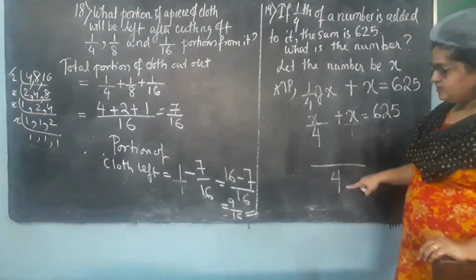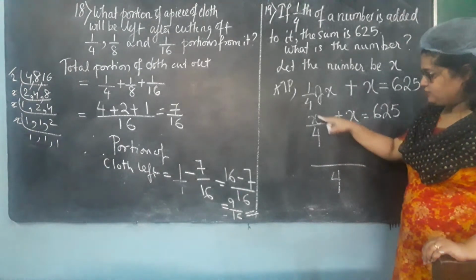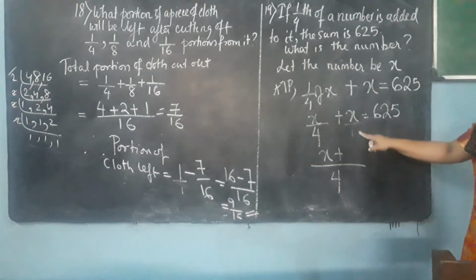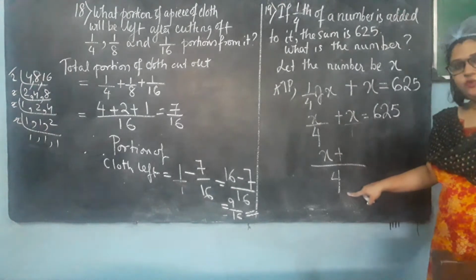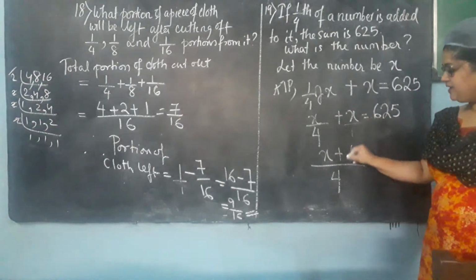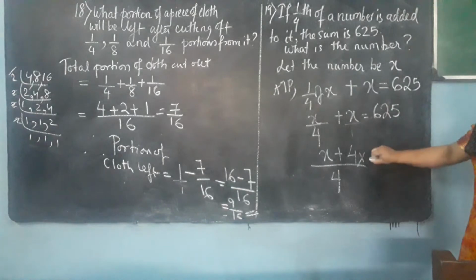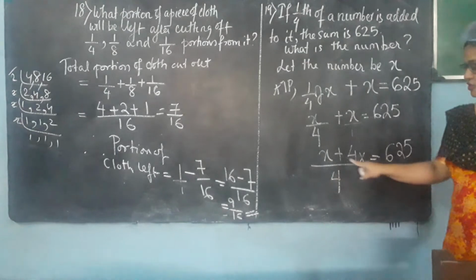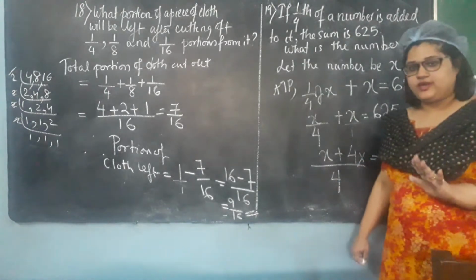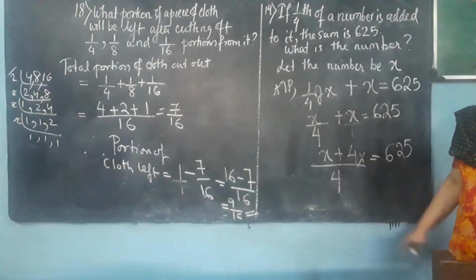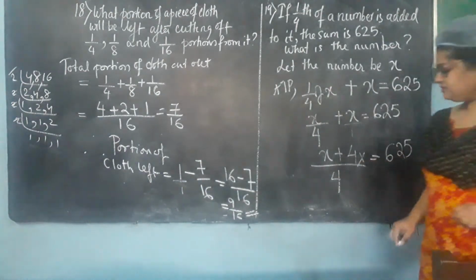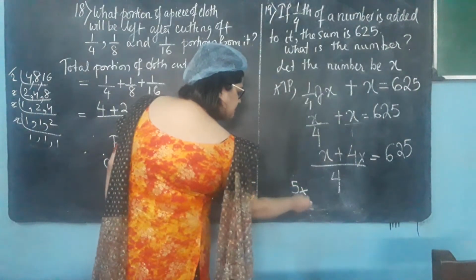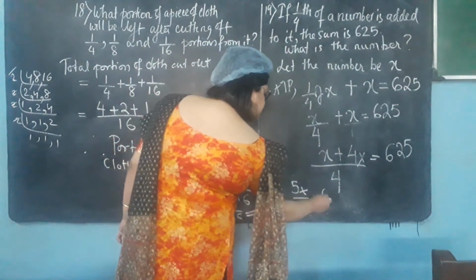So 4 into how much compared now? 4 ones are 4. That 1 if you multiply with x gives you back x. Plus 1 into how much gives you 4? 4. That 4 if you multiply with x gives you 4x. So this entire thing is equal to 625. Now x plus 4x. So you already have 4x, with that if you add 1x, it will give you 5x. So 5x by 4 equal to 625.